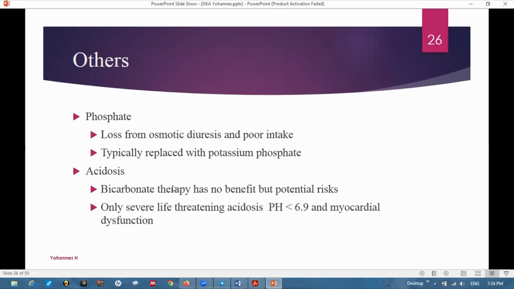The other is acidosis. In acidosis, bicarbonate therapy is not recommended most of the time because it has the risk of cerebral edema. Only in one case will we give bicarbonate: if the pH is less than 6.7 and there is myocardial dysfunction, we will give 1 milliequivalent per kg of bicarbonate over 1 hour until the pH becomes more than 7. Otherwise, it's not recommended to give bicarbonate because it's a risk factor for cerebral edema.